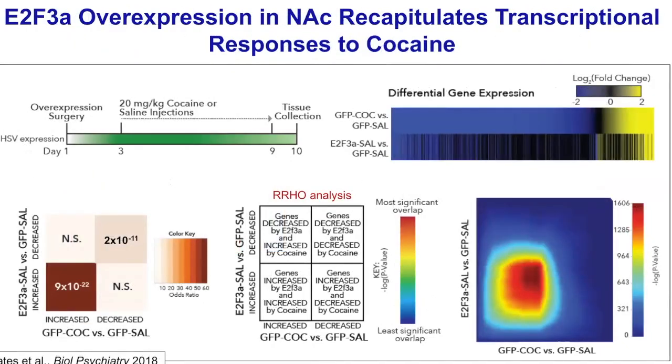One can then go on and look at what's happening transcriptionally. This is going back to the earlier paper by Hannah, now asking what effect does E2F3A overexpression have on the transcriptome of nucleus accumbens of mice? And how do those effects compare to the actions of cocaine? One can see in this heat map lots of similarities. Many of the genes that are up or down regulated by cocaine in nucleus accumbens, the same genes are up or down regulated by E2F3A overexpression.